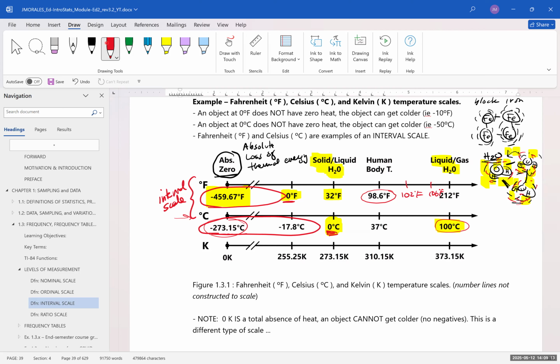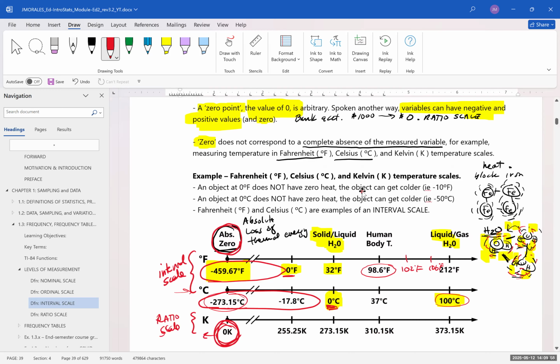But if you measure temperature in degrees Kelvin, that's what we call a ratio scale. It too has a zero, but you can't get anything colder than that. 0 degrees Kelvin is equal to absolute zero. At 0 degrees Kelvin, there is zero thermal energy, so it is a total absence of heat. An object cannot get colder, so there are no negatives. This is a different type of scale altogether.